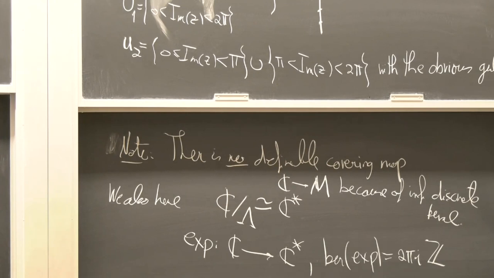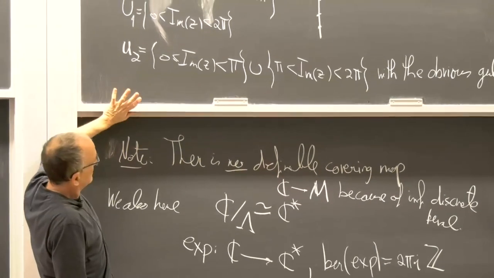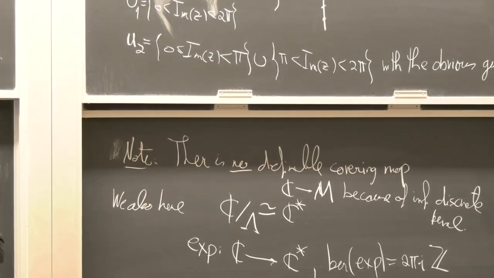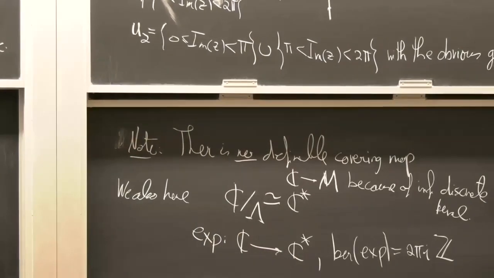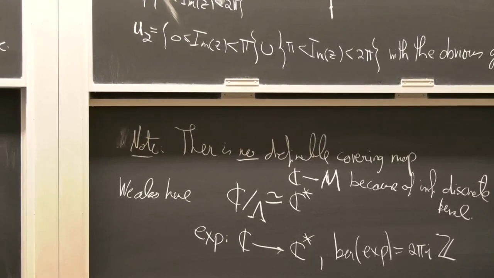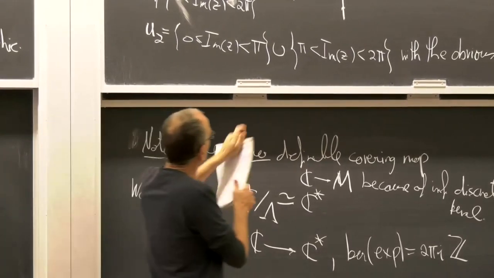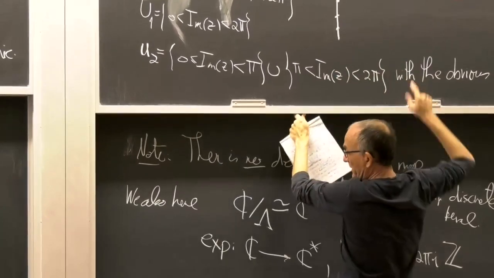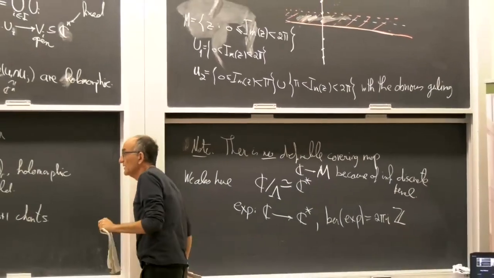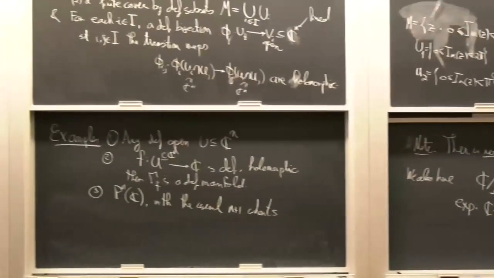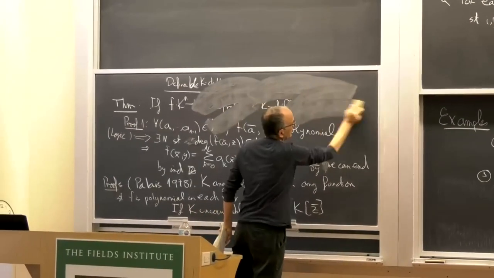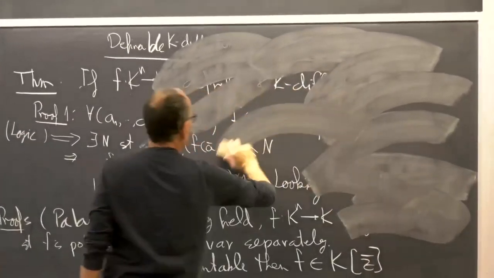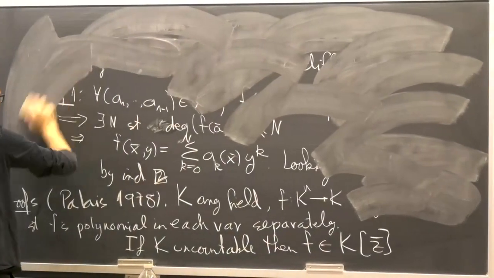So one can ask, is there a definable isomorphism in the category of complex objects between the M that we defined here and C star? And the answer is that there is, but it depends on which structure you work in. If you are willing to put the exponential function restricted to a strip, which we know we can define in R_an,x, then in R_an,x we will get even an embedding of M into the algebraic world with the group structure.